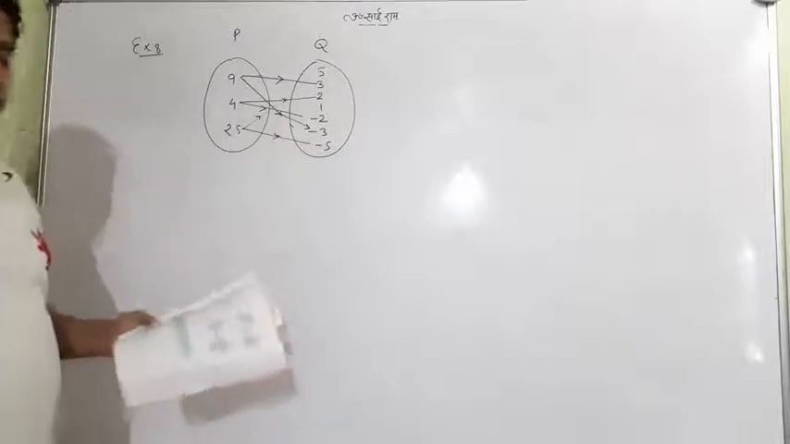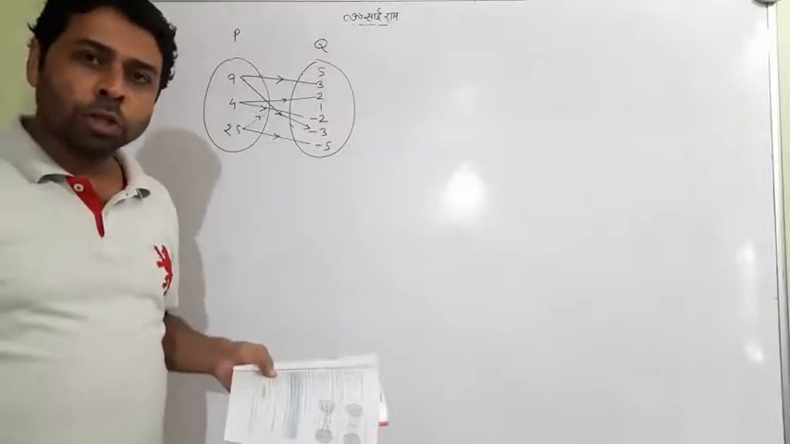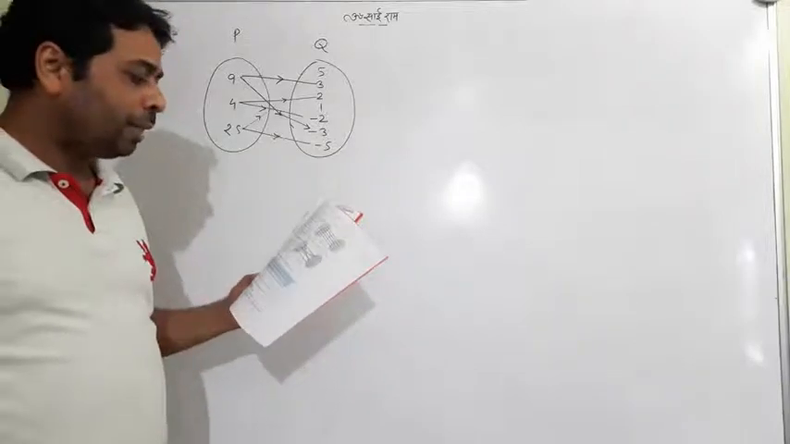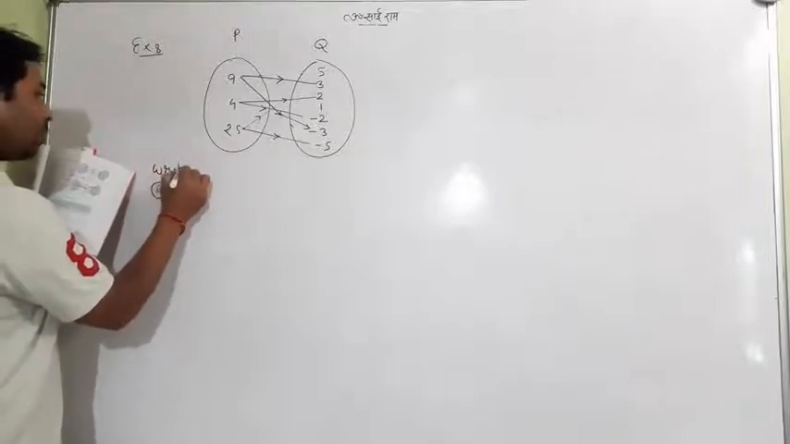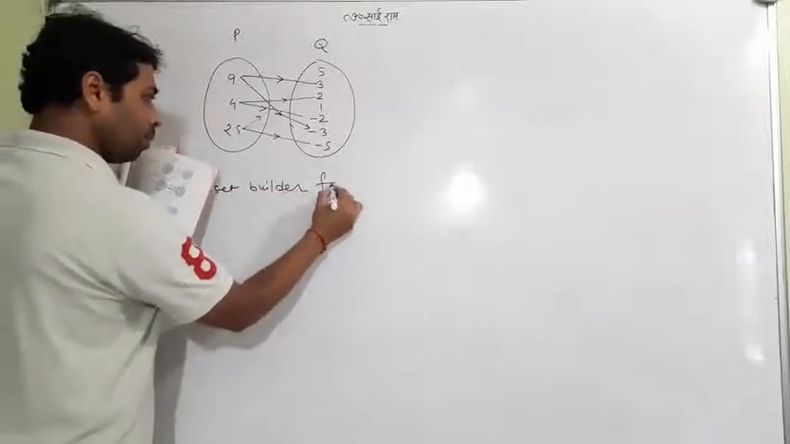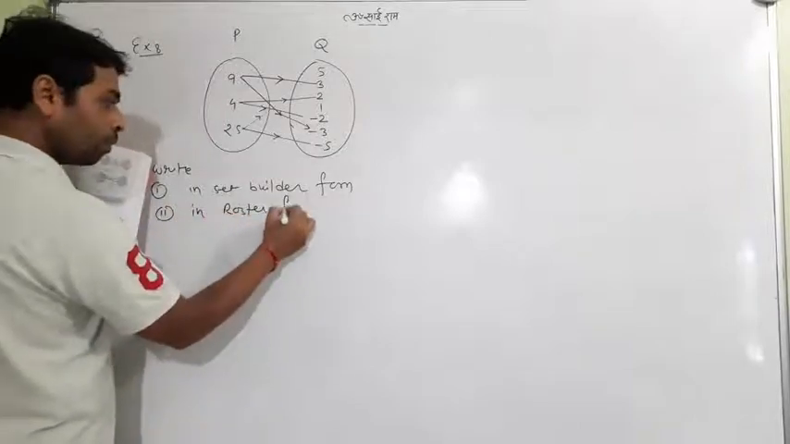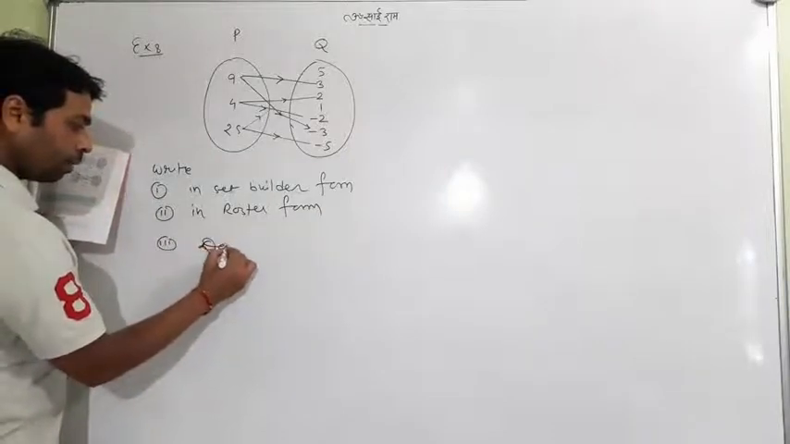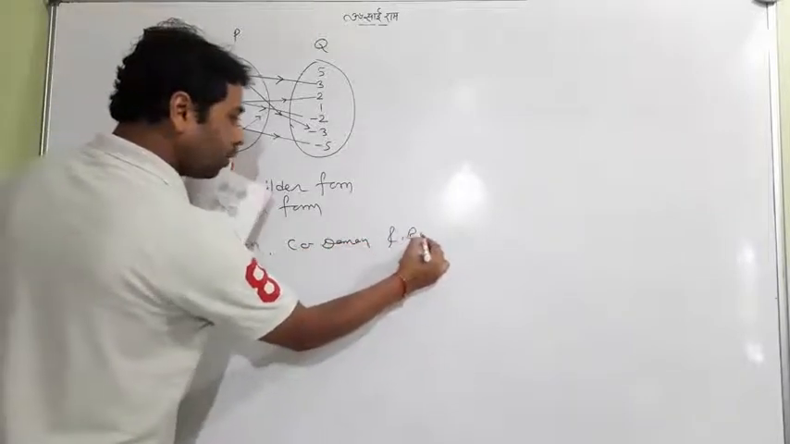Okay, this is the picture. You can also see the picture in the book. I think you can better get the picture when you see it in a book by yourself. This is a picture, and the question asks you to answer some questions. First, write the situation in set builder form, second, in roster form, and third, write the domain, the codomain, and the range, all the things.